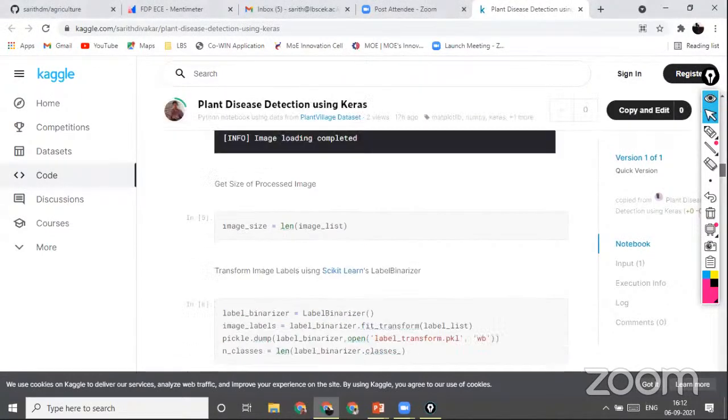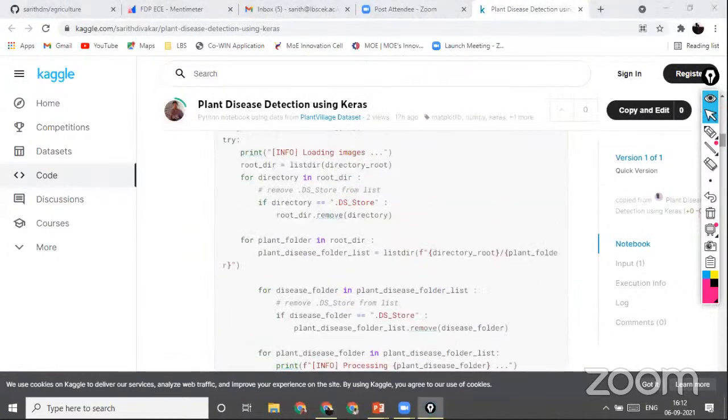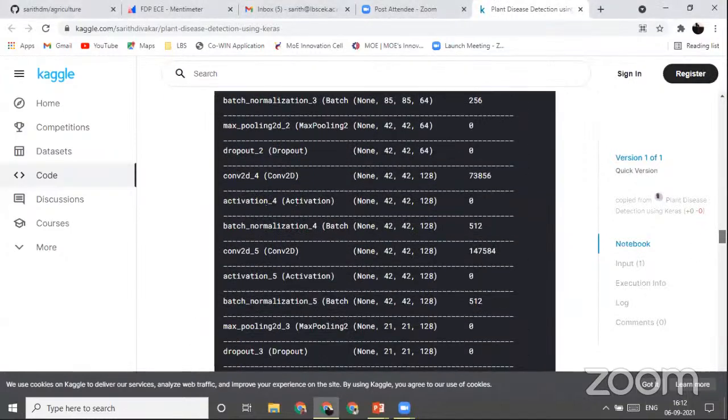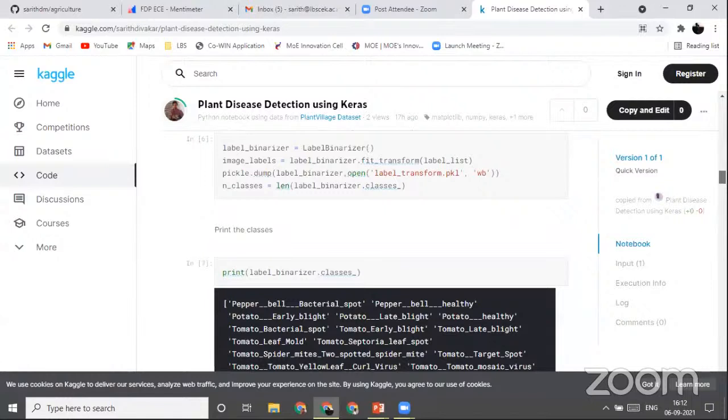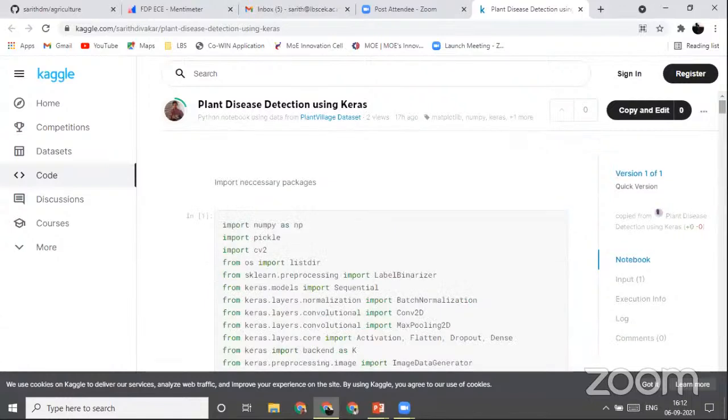This is a particular problem to identify plant disease detection using a deep learning technique. The model I've used here is a convolutional neural network that we have discussed, and let's see how we can solve this problem using Keras. If you have any trouble loading this particular page, please let me know. You can also do it along with me.